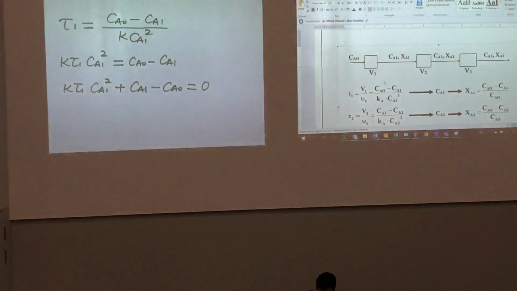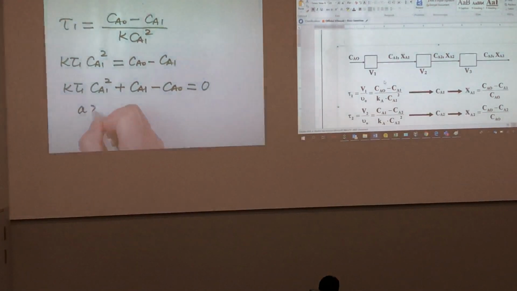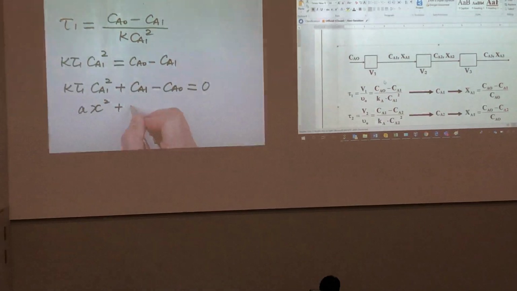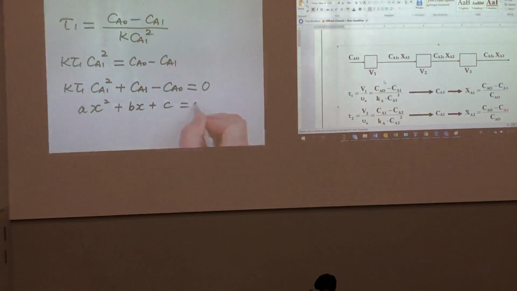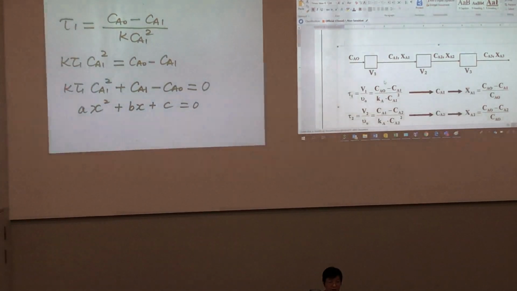Okay, so this is something like your ax squared plus bx plus c equals 0. You should know how to solve this, right? It seems your calculator has the function to do this. All of you know, directly you can get your answer already, right? Good.